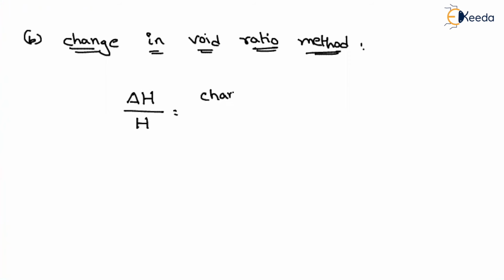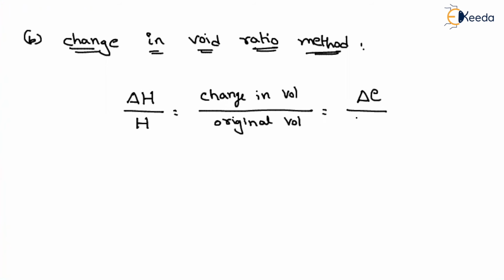I can say it is a change in volume to the original volume. So again, if I want to compare this in terms of the void ratio, that will be in terms of change in void ratio divided by 1 plus e. Why? Because the change in volume is directly proportional to the dry density, and dry density is directly proportional to 1 by 1 plus e. That's why your change in volume is directly proportional to 1 plus e. As I'm talking about the change in volume, I can say it is delta e.